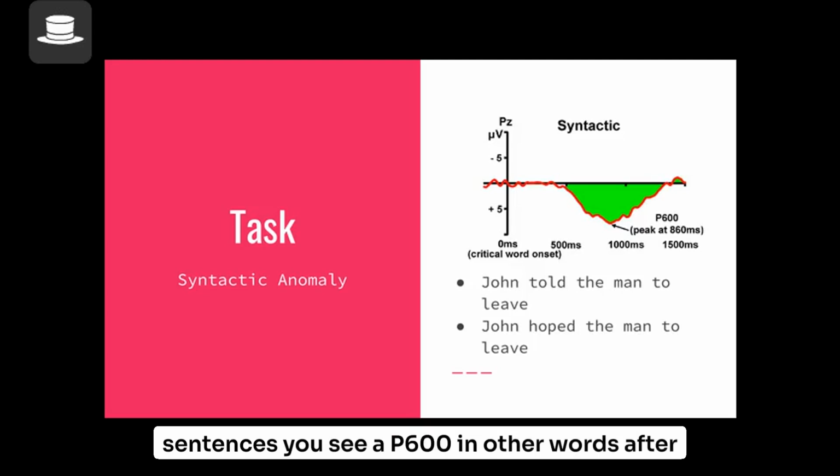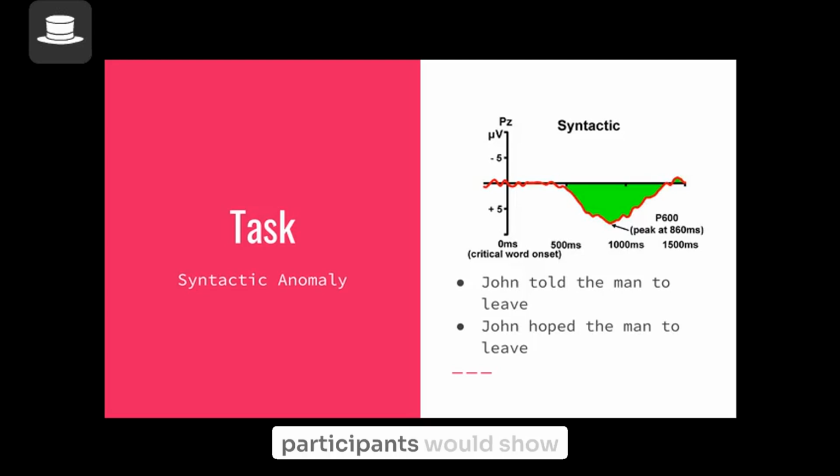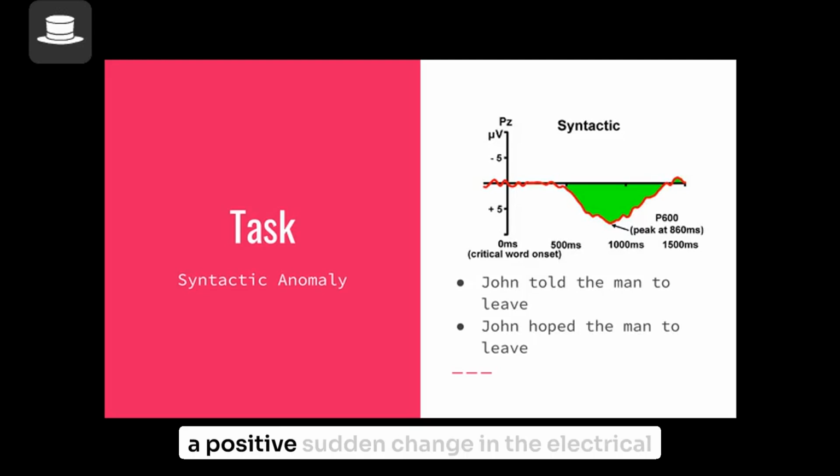In other words, after 600 milliseconds of reading the sentence, participants would show a positive sudden change in the electrical activity of a specific part of the brain. So syntactic anomaly is associated with P600, semantic anomaly is associated with N400. So these different electric patterns will give us information about the mental processing involved in reading syntactically versus semantically anomalous sentences.